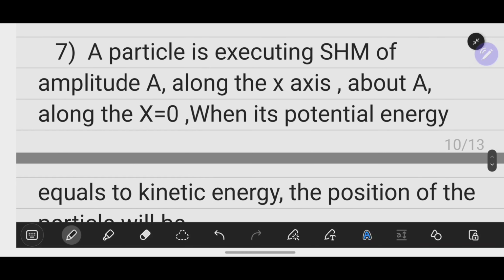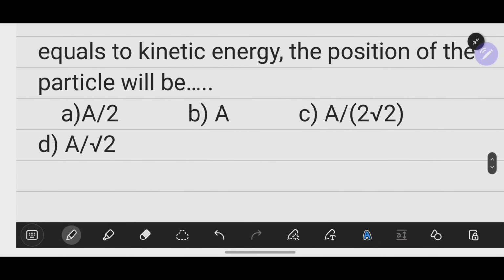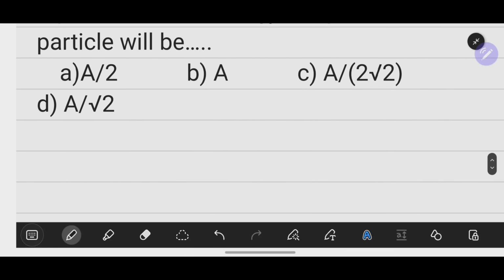MCQ number 7. A particle is executing simple harmonic motion of an amplitude A along the x-axis about x equal to 0. When its potential energy is equal to its kinetic energy, the position of the particle will be: A, A by 2; B, A; C, A upon 2 under root of 2; and D, A by under root of 2.